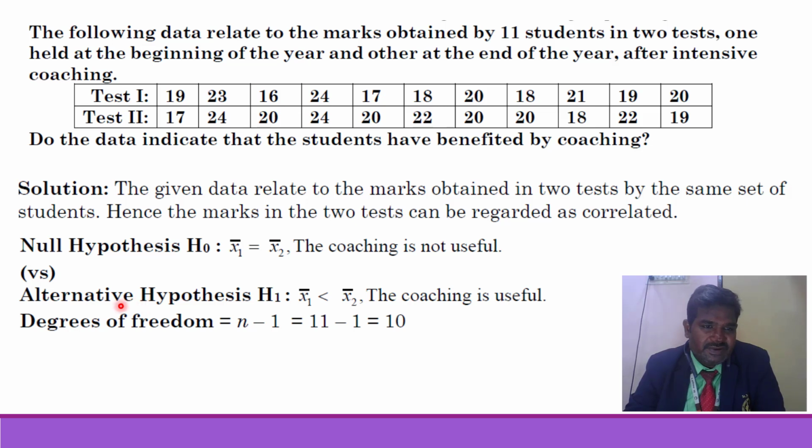Likewise, we have to choose the alternative hypothesis H1: X1 bar is less than X2 bar. The coaching is useful. So degrees of freedom is n minus 1. Here the observed values are 11, so 11 minus 1 is nothing but 10.